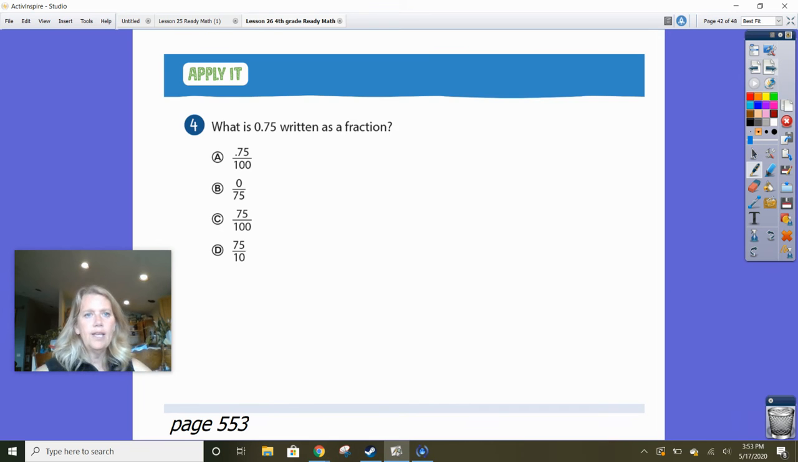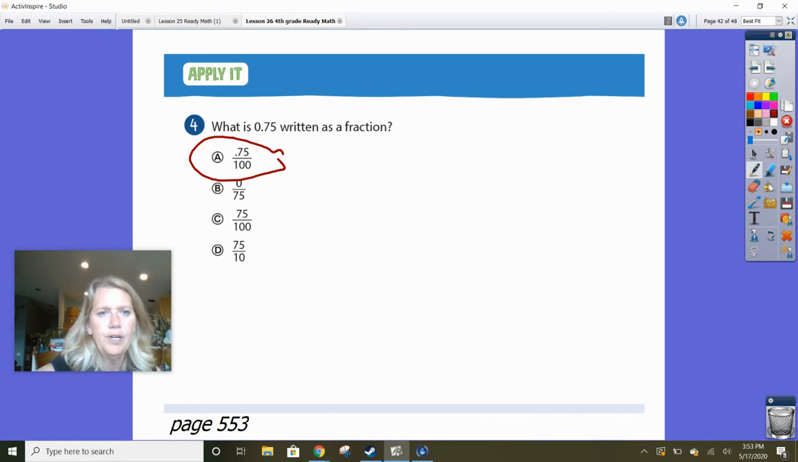Page 553, number 4. What is 0 and 75 hundredths written as a fraction? Isn't that interesting? So somebody on number A, what do you think about that one? Yep, it's not right because we don't mix the decimals with the fractions. They can be equivalent, but they don't mix. This one says 0 out of 75, which would be 0. We don't have 0 cents, we have 75 cents. So yeah, I agree. That one's not right.